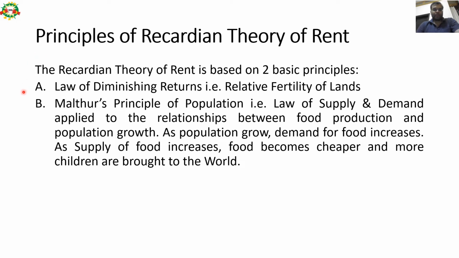So these are the two important principles of Ricardian theory of rent. The first principle is the law of diminishing returns, that is, the relative fertility of lands. And the second one is Malthus's principle of population, that is, the law of supply and demand applied to the relationship between food production and population growth. As population grows, demand for food increases. As supply of food increases, food becomes cheaper and more children are brought into the world. So let us discuss these two principles in detail.